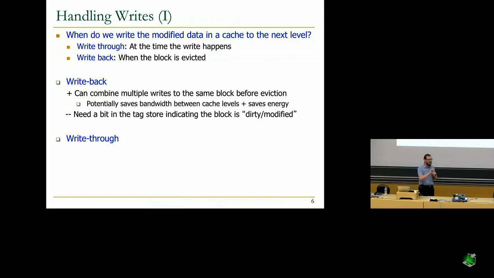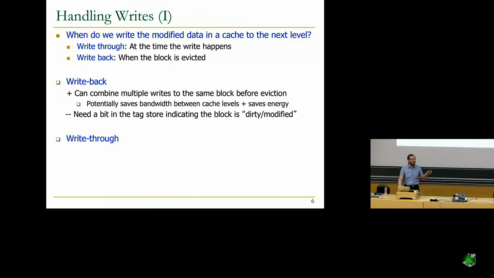So whenever you do the write, you set the dirty bit, and whenever that block gets evicted, there is a cache controller that checks that dirty bit, and if the dirty bit is set, it writes that block back to the next level in the hierarchy. So hopefully this is very simple.